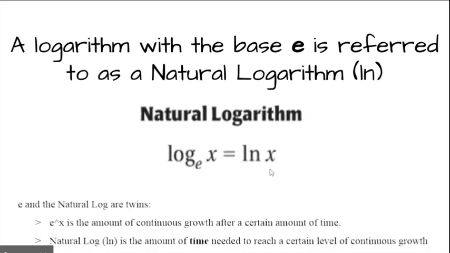So the natural log of x is really the same thing as log base E of x. A logarithm that has the base of E is referred to as a natural logarithm. Rather than saying log base E of x, we say the natural log of x. E and x are twins. E to the x power is the amount of growth after a certain amount of time, and the natural log is the amount of time it takes to reach that level of growth.